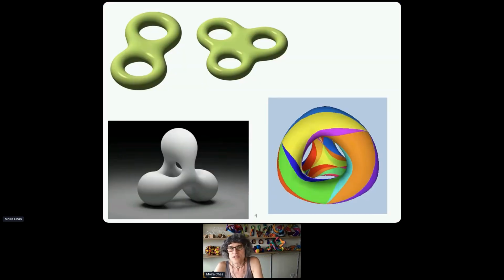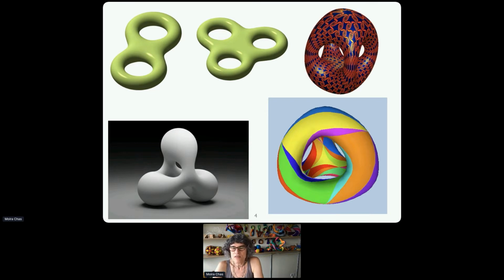Okay, so surfaces. Here are examples of surfaces. When I say surface, of course, I mean the outer layer of these shapes. Remember that we consider two surfaces equivalent if we can deform one into the other without tearing them, or they are homeomorphic, if you understand that word.